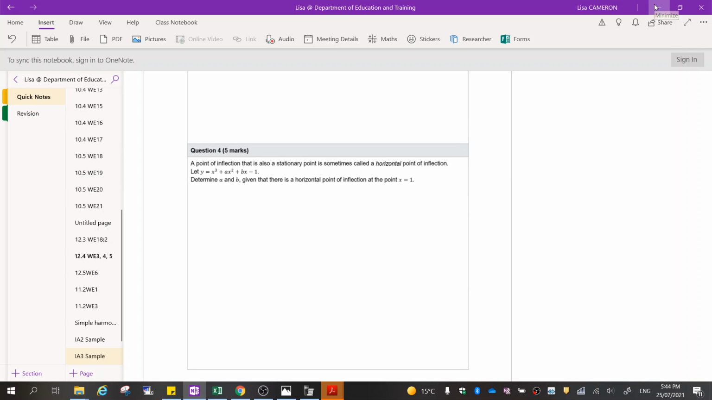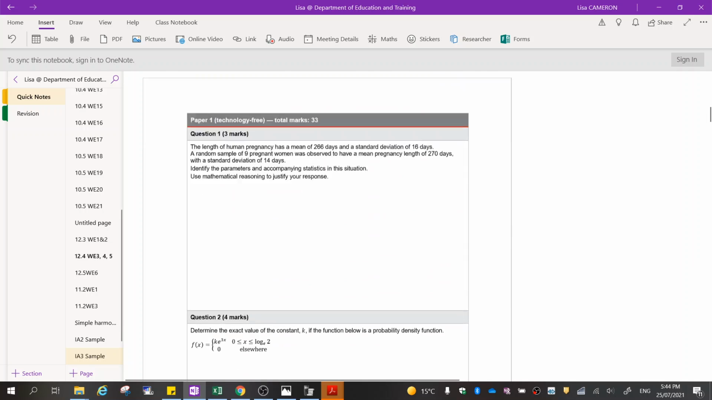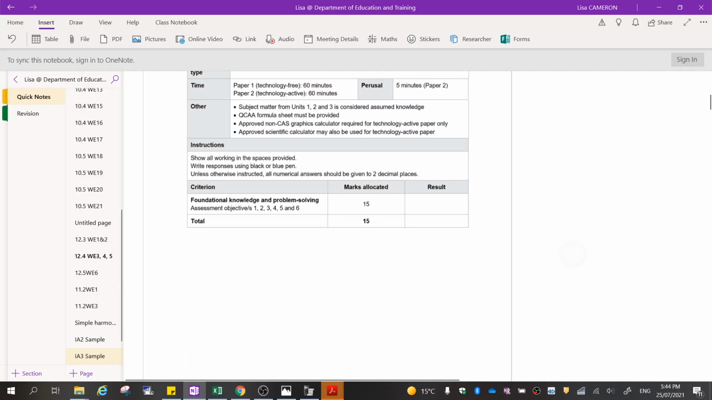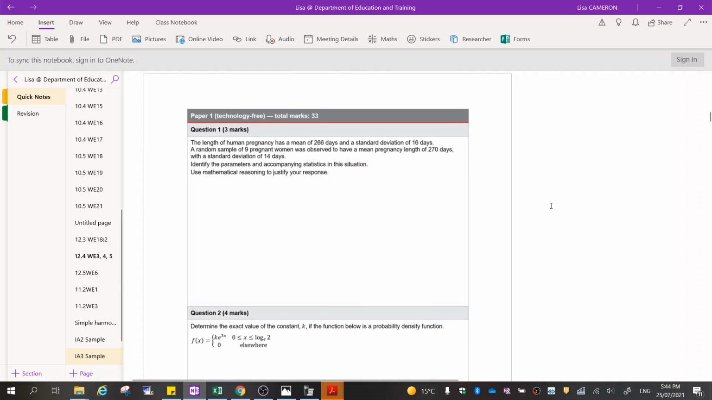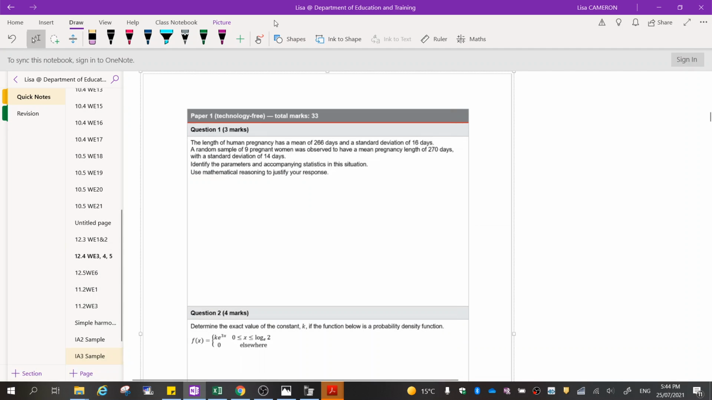Okay, so we're going to be looking at IA3, or sample IA3. So this is the tech-free section. Okay, so the length of a human pregnancy has a mean of 266 days and a standard deviation of 16 days.